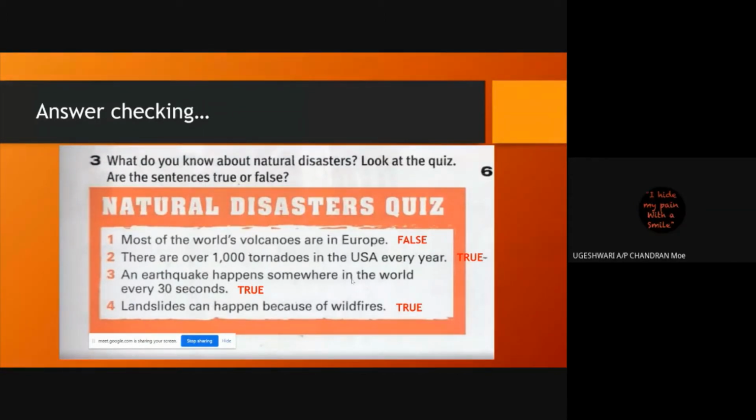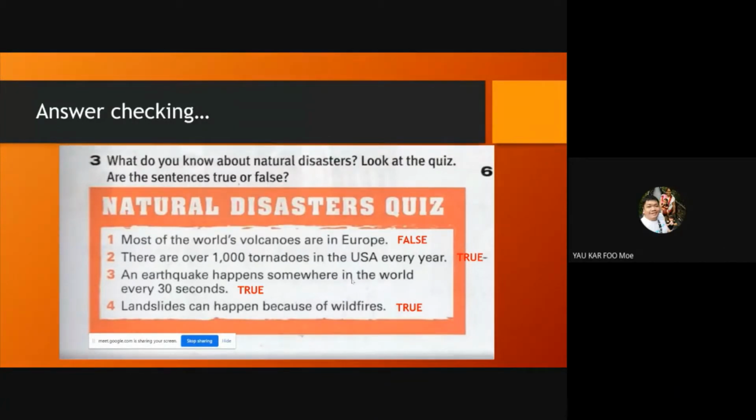Kebakaran liar. Biasanya berlaku kat hutan. If there is a blaze in the jungle, what will be gone? Apa yang akan hilang? The trees are gone, and even the animals will lose their life.